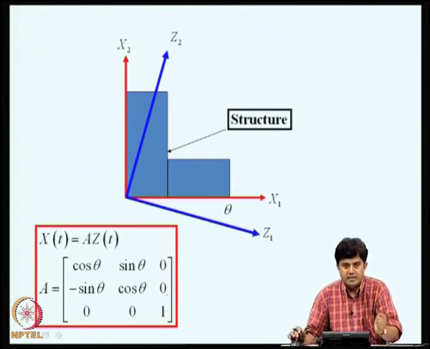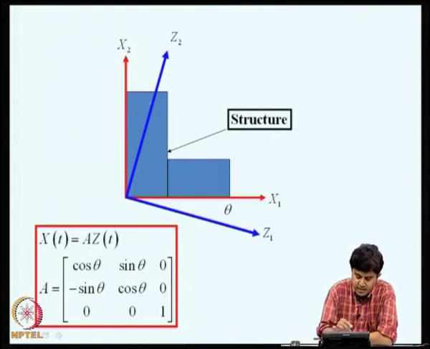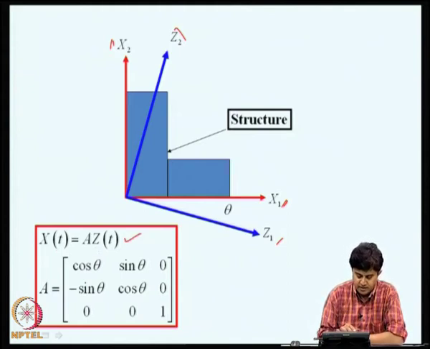Now, how do we find this A matrix? Suppose there is an L-shaped structure as shown here with the coordinates x1 and x2, and if z1 and z2 are the principal axes for excitation, then x of t can be related to z of t through this coordinate transformation, where A is the matrix of direction cosines, which is a well-known orthogonal matrix.